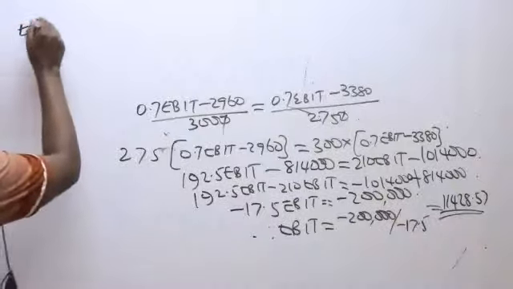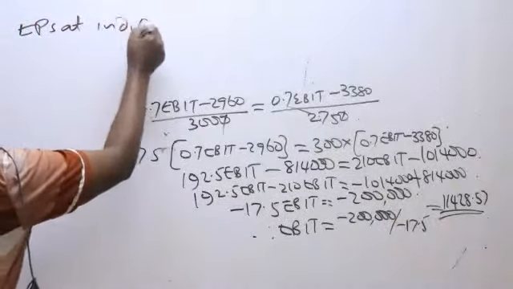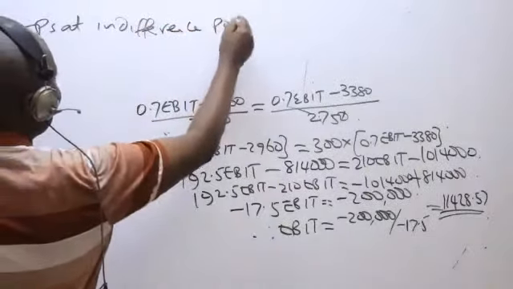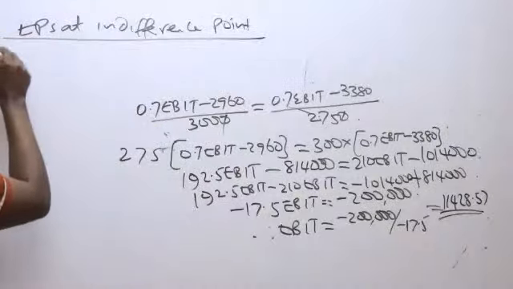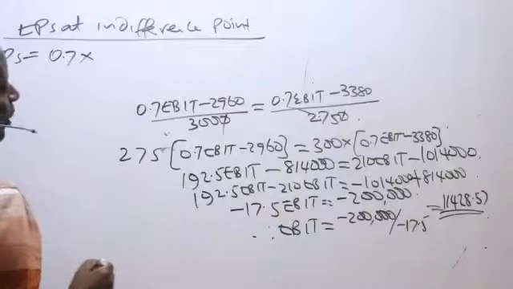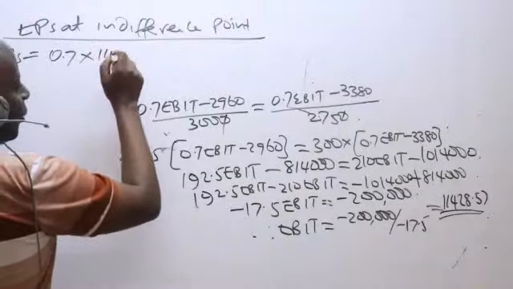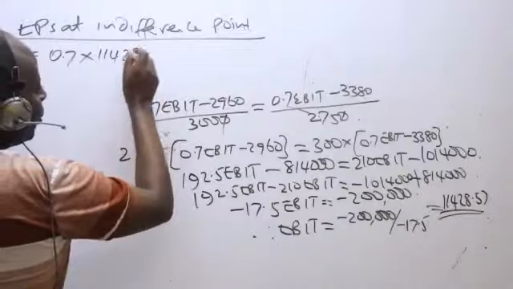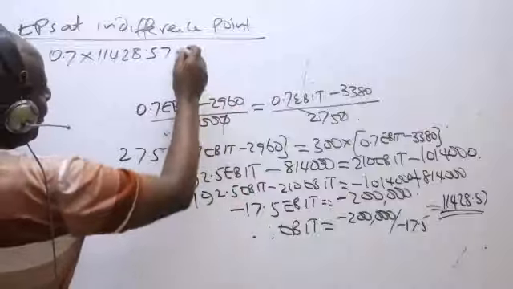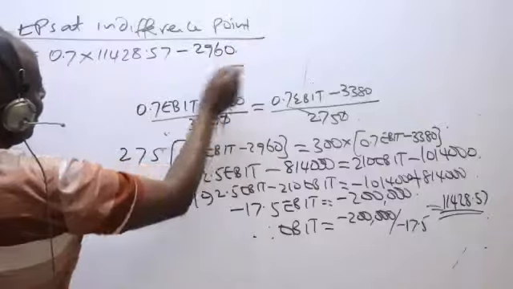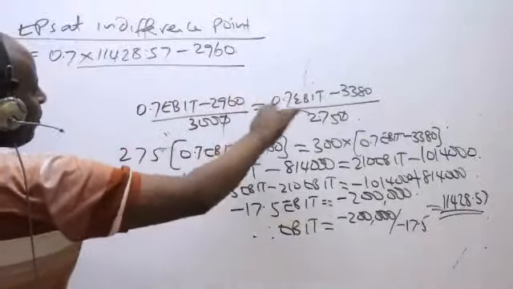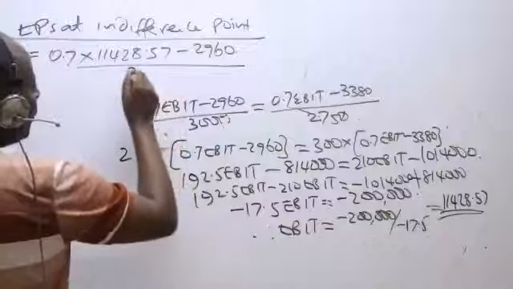So EPS at indifference point will be equal to 0.7 times EBIT, EBIT of 114, 28.57. I'm using this formula. Minus 2960, the way it was initially, remember. I was canceling here for the purpose of equating. So all over 3,000.